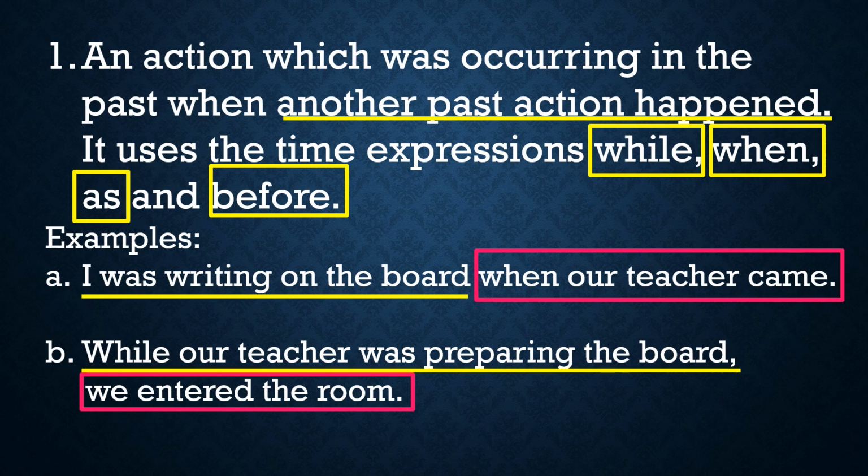Again, in composing sentences with the past progressive tense of the verb, you must use the time expressions while, when, as, and before. If an action progressively happened in the past, when there is another past action happened.